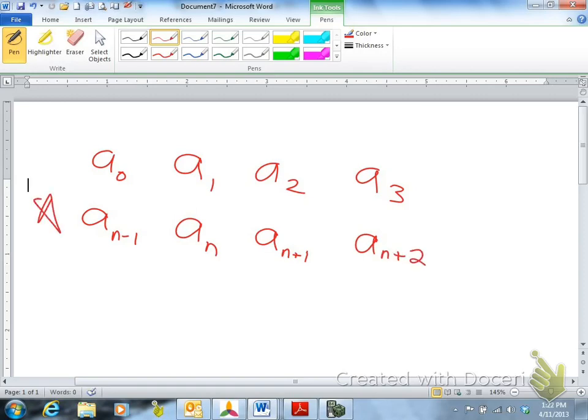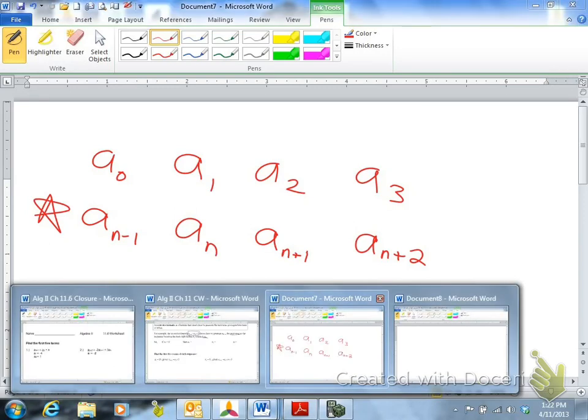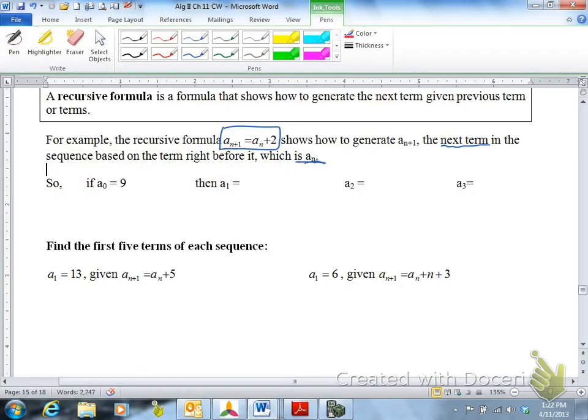So I think this is the most confusing part. The actual calculations are really easy, but that's the most confusing part. If you're confused, I'm expecting that you'd be confused because it's confusing. Sometimes it helps to think of it in words. This symbol right here represents the next term, equals this symbol, the term before it, plus 2. So the next term equals the term before it plus 2 is, in words, what this means.